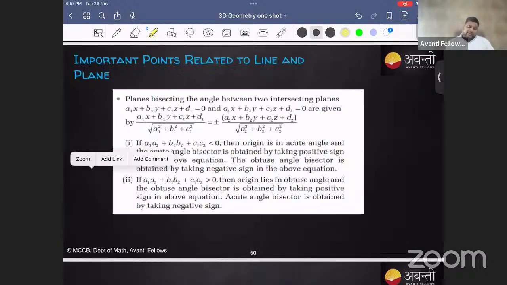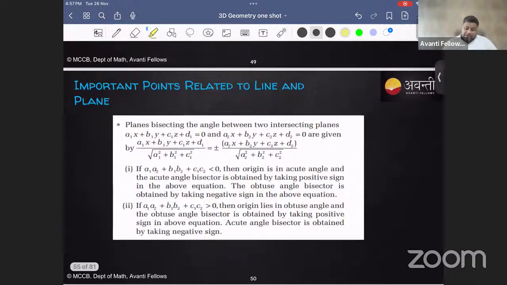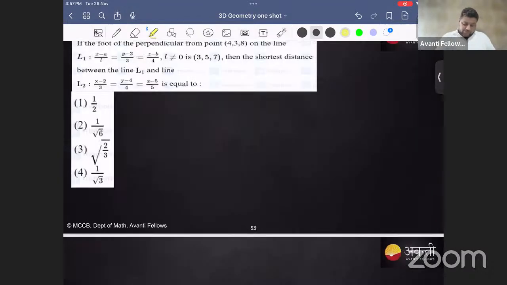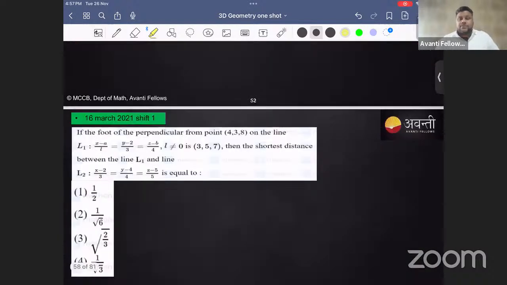Now, rest of the thing is equation of angle bisector of a plane, will do in the next class because this is going to be really heavy for you, and we will also practice certain questions in the next class also. All right.